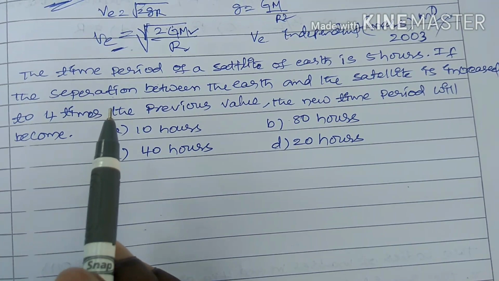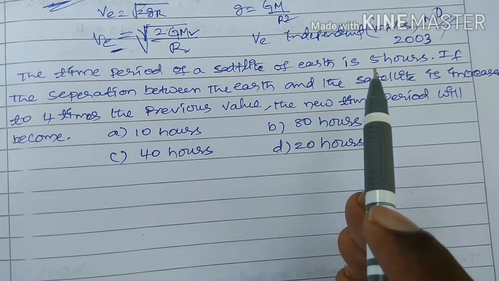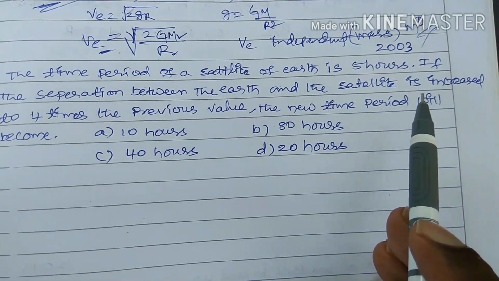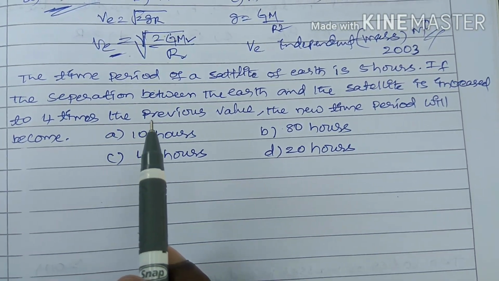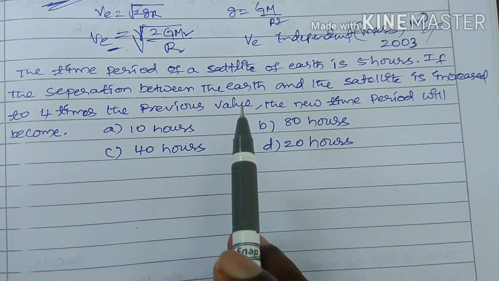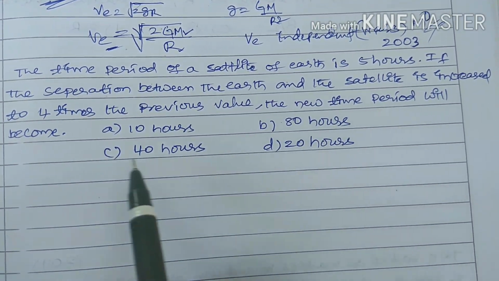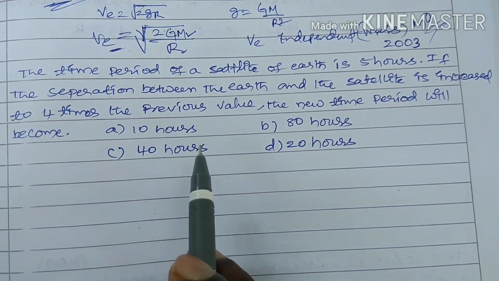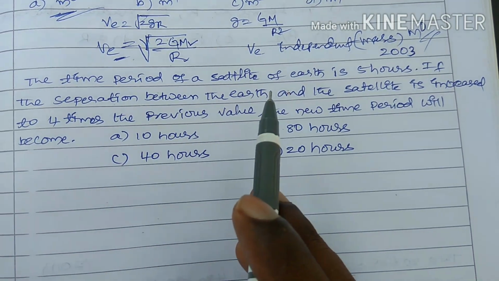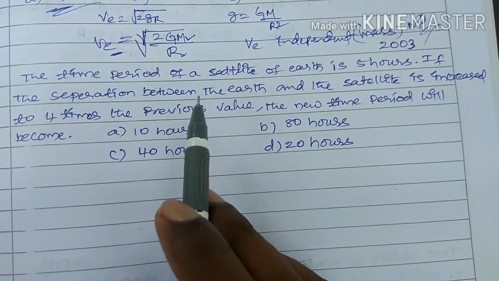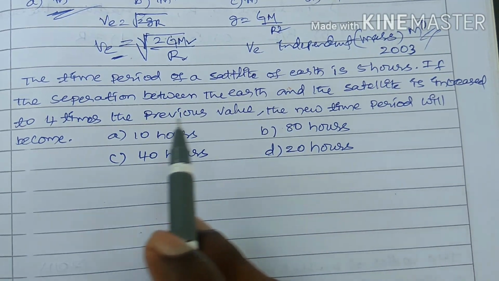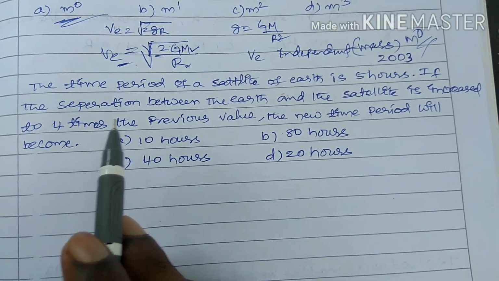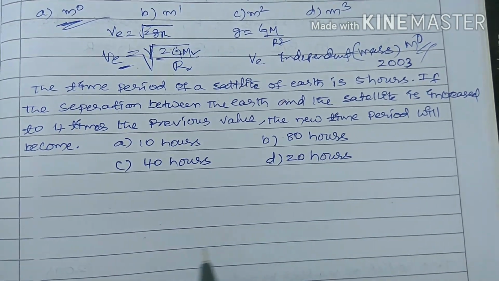Coming to the next question: the time period of a satellite of Earth is 5 hours. If the separation between the Earth and the satellite is increased to 4 times the previous value, what will the new time period be? A) 10 hours, B) 80 hours, C) 40 hours, D) 20 hours. The time period of the satellite is 5 hours. Separation means the radius, so it will be increased to 4 times the previous value. What is the new time period?